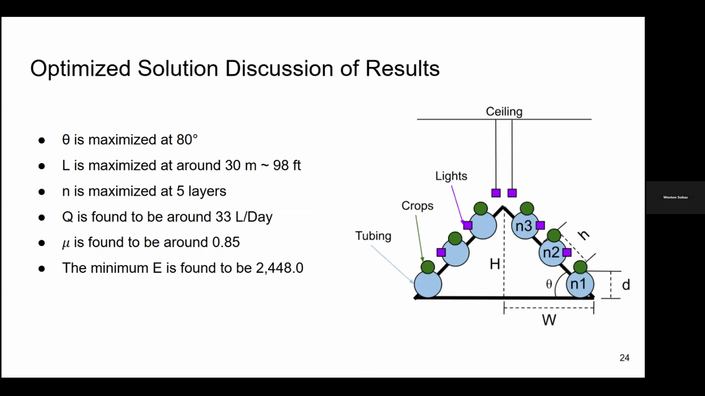Theta being maximized makes sense, as that would limit the floor space that the system would take up. Length being maximized makes sense as it allows for more plants. And N maximized also allows for more plants. Q being around 33 liters per day allows for adequate water to be given to the plants while not providing excess water that the plants do not need. The recycle efficiency is around 0.85, which is not quite at its maximum, but it's nearing it, and it's about what's feasible for the system. And the minimum energy cost was found to be about 2,400.